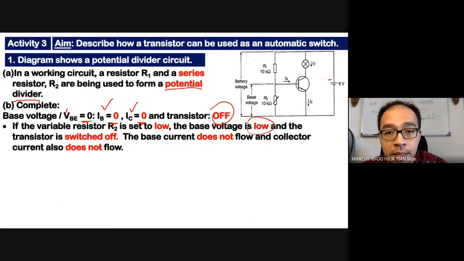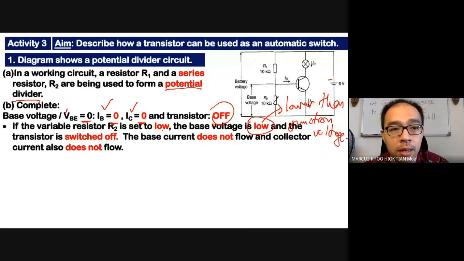Why is the base voltage low? Or what does this low mean? Okay, lower than junction voltage. Okay, ada voltan. If R2 is set to low, kalau saya tetapkan ini bukan lagi 10 kilo ohm, let's say it's just 1 kilo ohm now. Okay, very less compared to this 10 kilo ohm, so it's low.